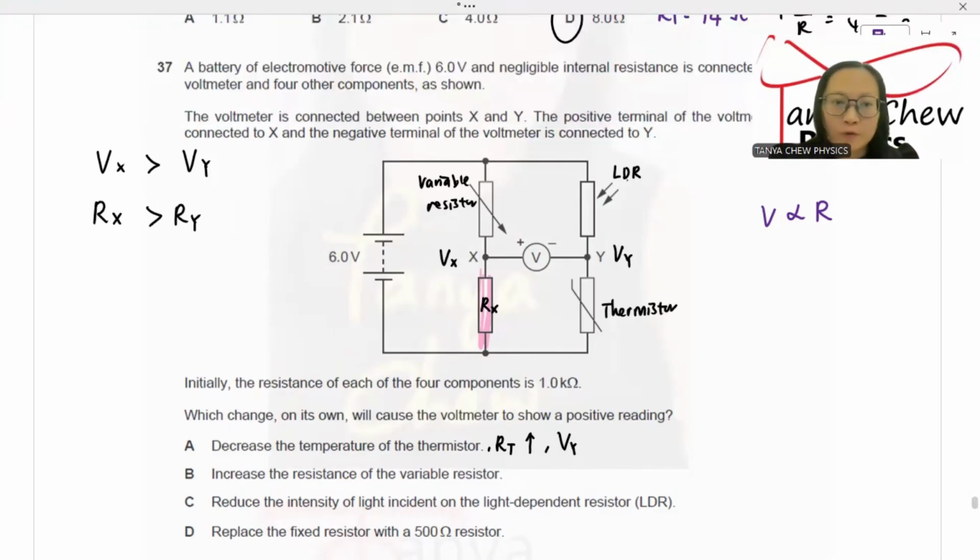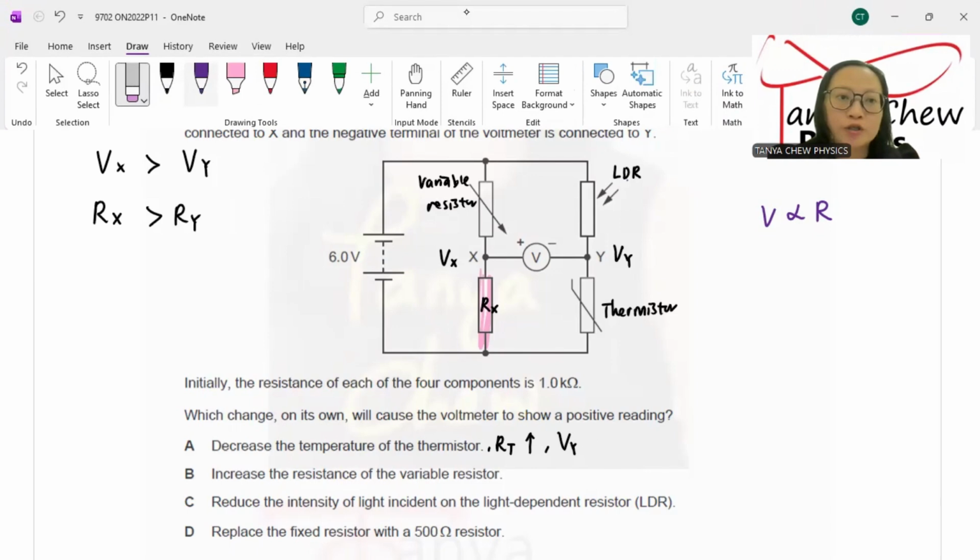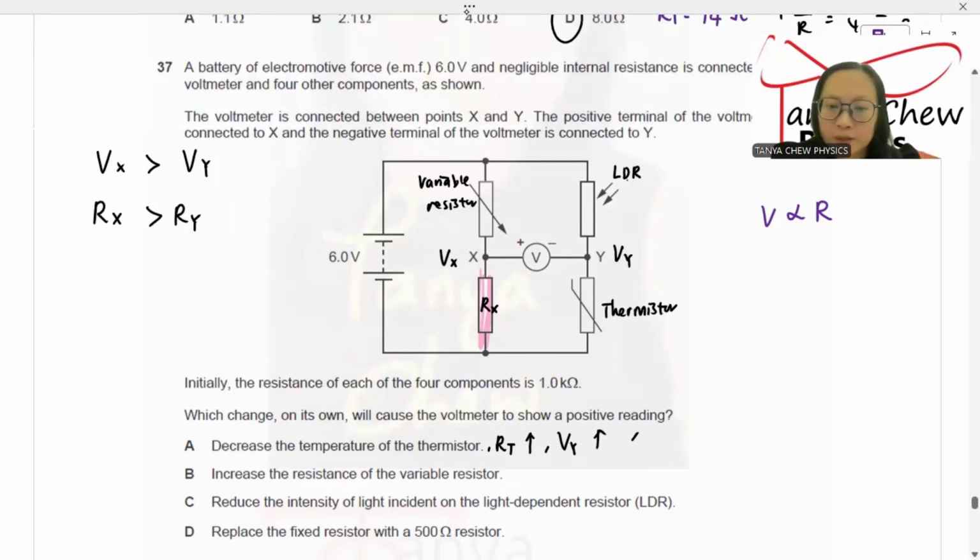So I don't want Vy to increase. I want Vy to decrease. So A cannot be the answer. B, increase the resistance of the variable resistor. So if you increase the resistance of the variable resistor, the PD across the variable resistor would have to increase.